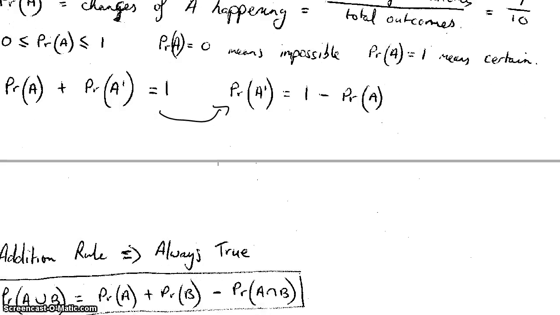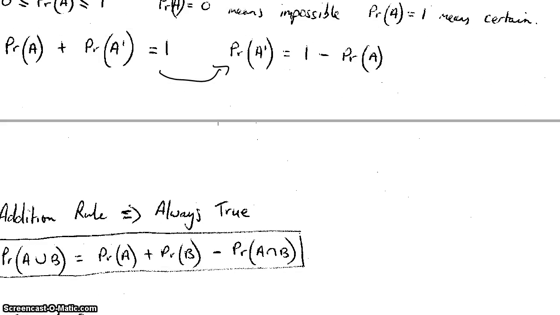Okay, so we'll keep going with this. Let me show you a rule that is always true. This is the law of total probability. So the probability of A or B happening is the same as the probability of A plus the probability of B minus the intersection of A and B.